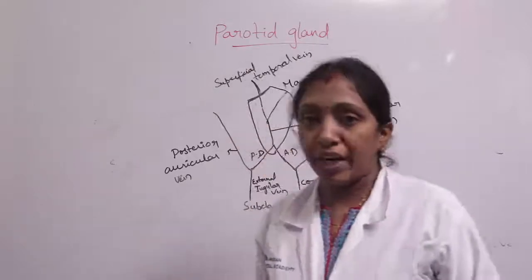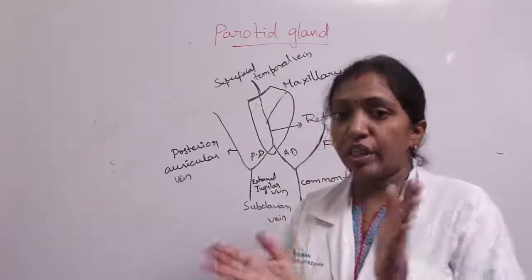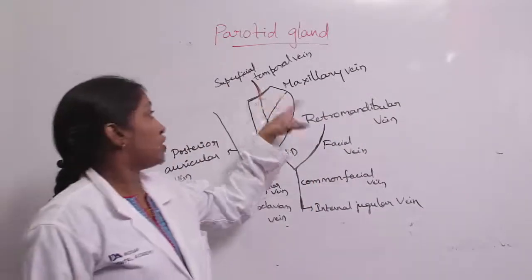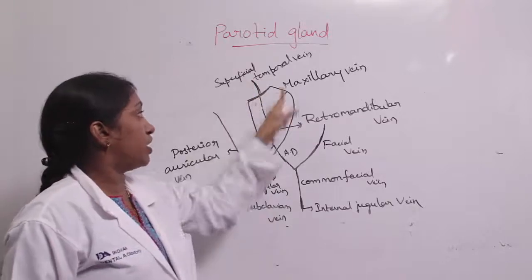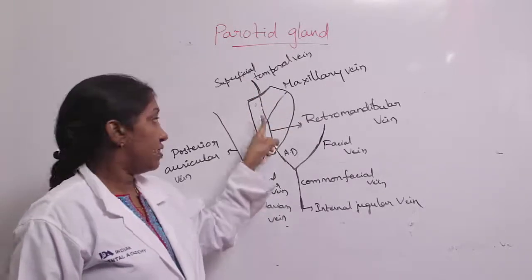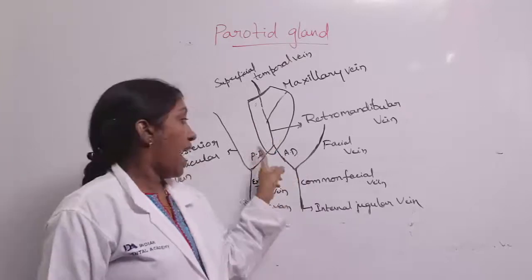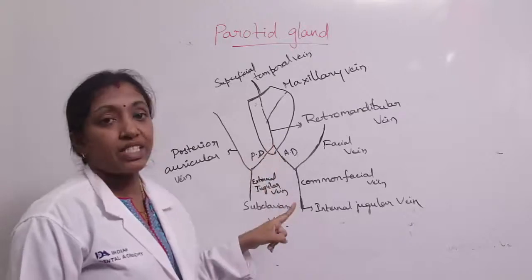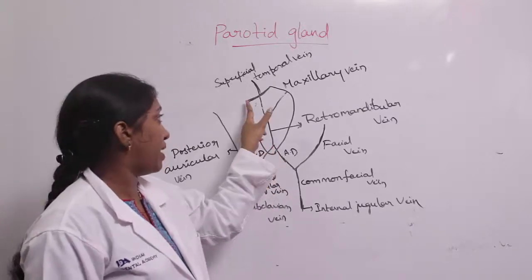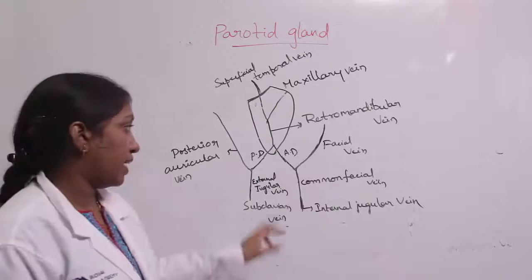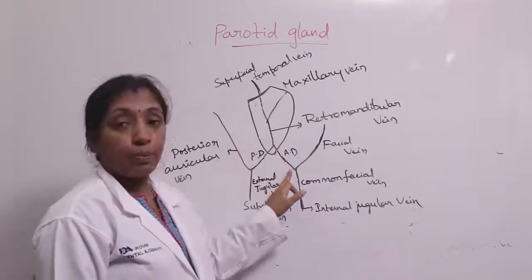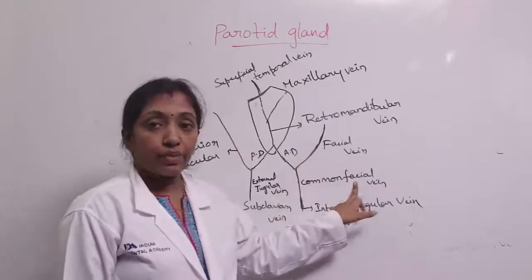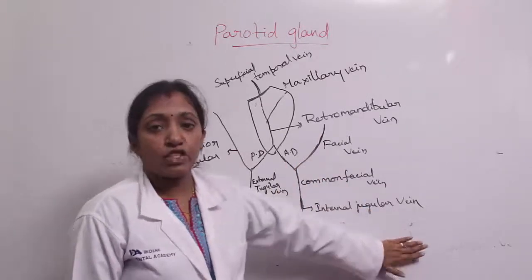So I'm coming to the retromandibular vein, which is deep to the facial nerve. It is formed by the union of the superficial temporal vein and the maxillary vein, and this retromandibular vein divides into an anterior division and a posterior division. We know that the anterior division of the retromandibular vein emerges from the apex of the parotid gland. So this is the apex of the parotid gland and this is the base. The anterior division combines with the facial vein and forms the common facial vein, and this further drains into the internal jugular vein.